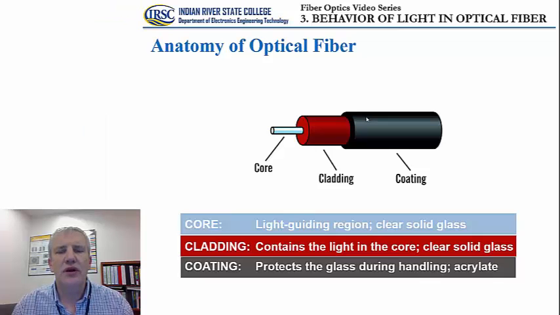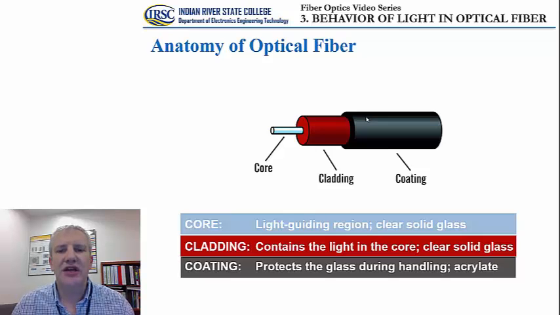There are a few important functions that the cladding performs. It reduces the loss of light from the core into the surrounding air. It reduces scattering loss at the surface of the core. It protects the fiber from absorbing surface contaminants, and finally adds mechanical strength to the fiber.